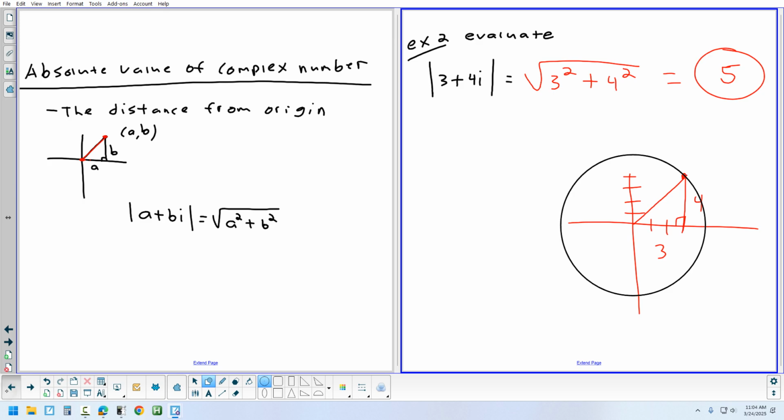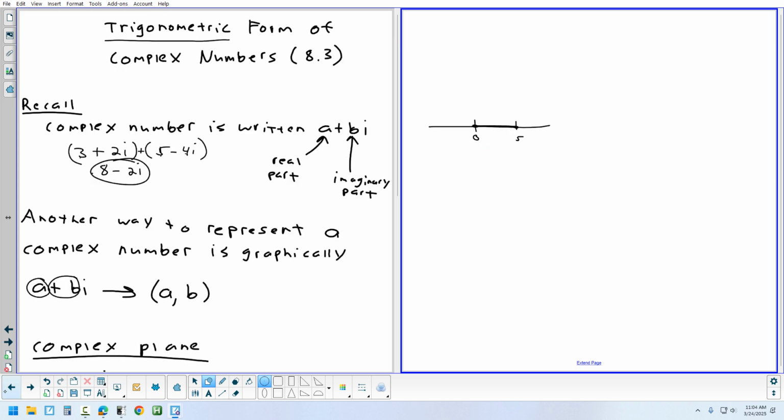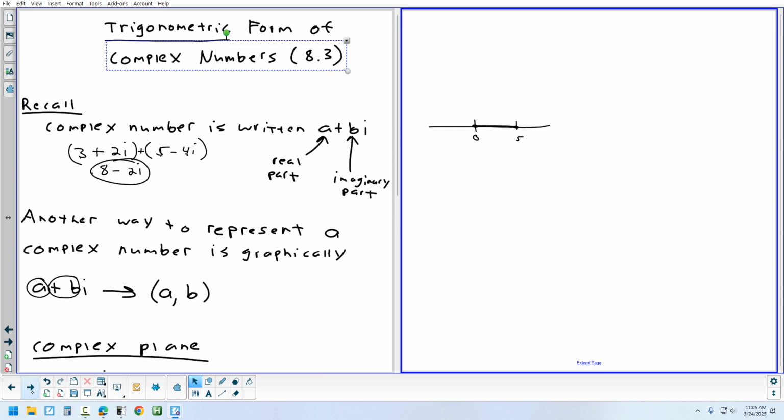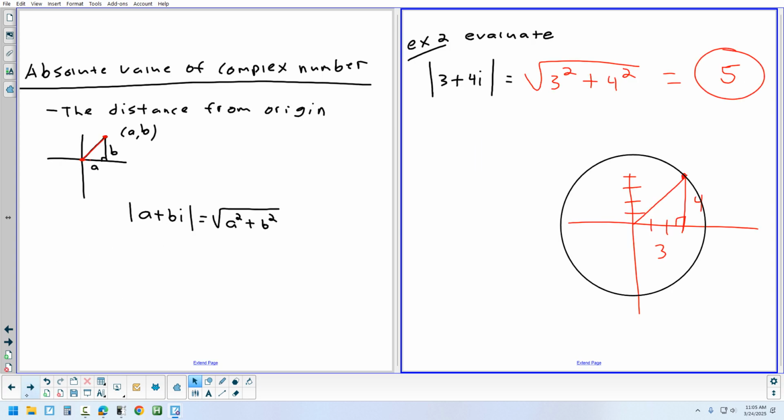So that's one thing that we need to know how to do to write something in trig form. The other thing we have to know how to do is figure out how much rotation we did to get from here up to right there. In other words, you need to know how to figure out that angle. That's the other piece. So I'll talk about the angle right now.